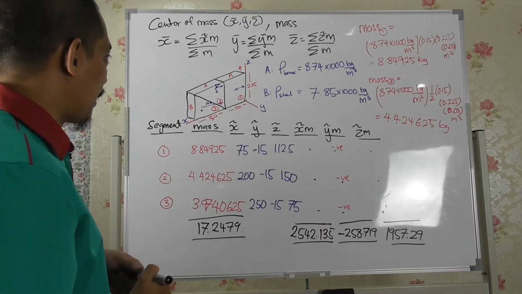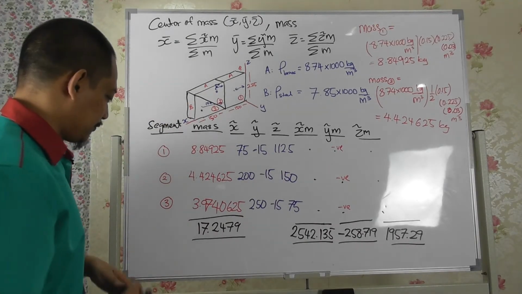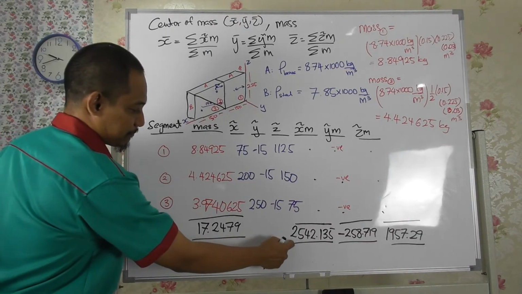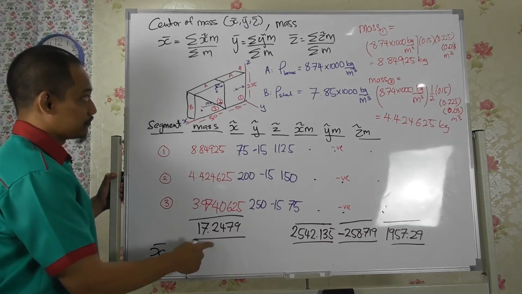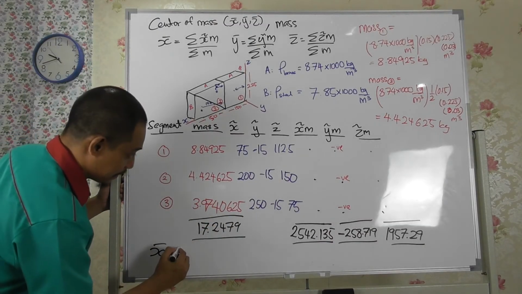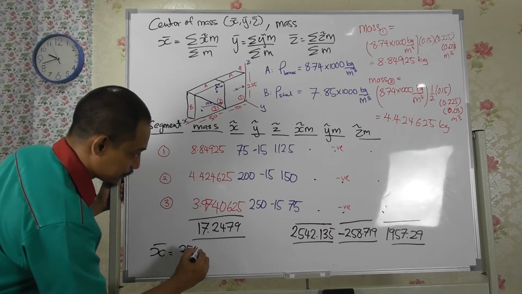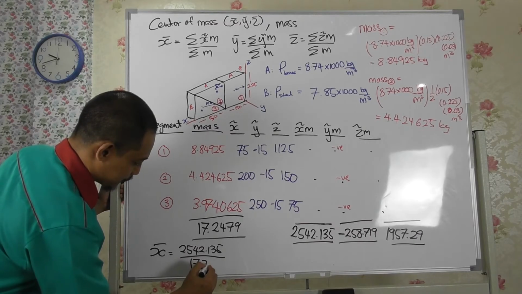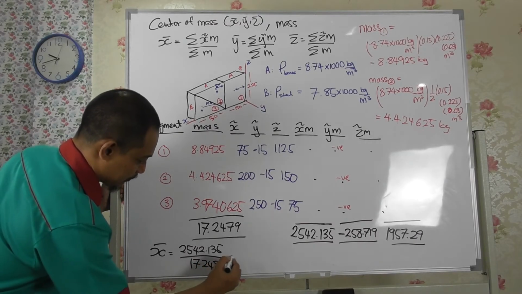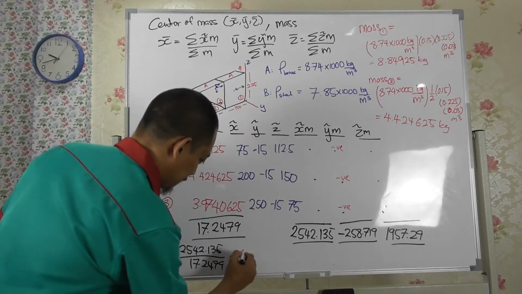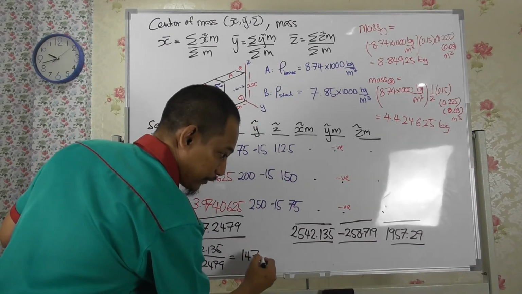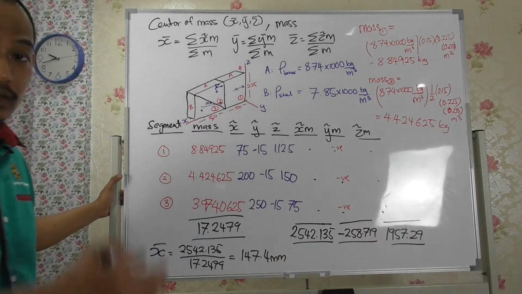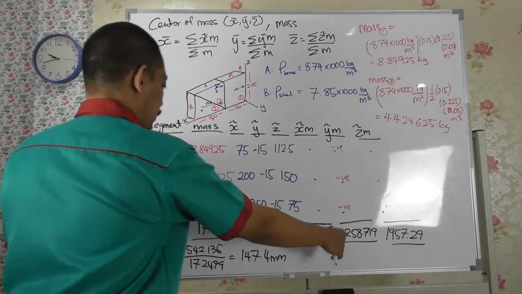So to calculate this, for example, x bar is just summation of xm divided by summation of m. So here you get 2542.135 over 17.2479. You would get 147.4 millimeter. So do the same calculation with y and z.